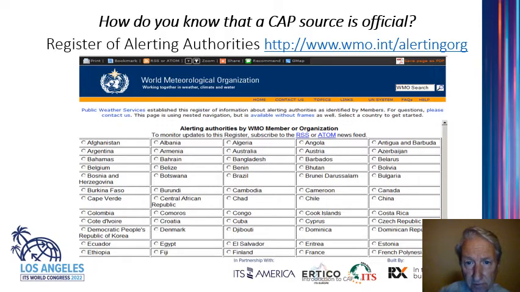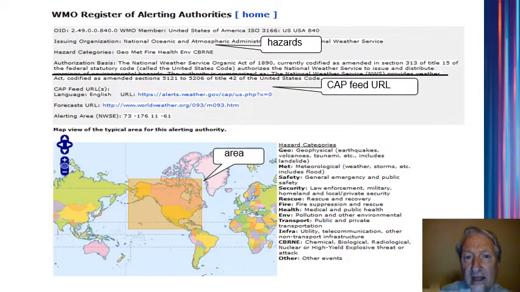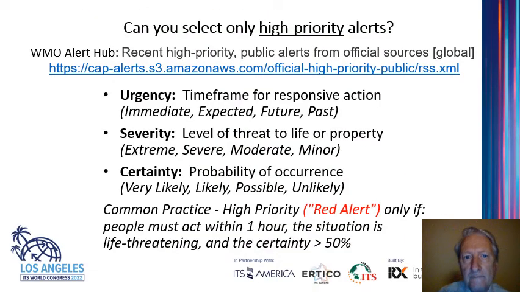From the home page of the register, I can select the United States, and then I can select NOAA's National Weather Service. So this alerting authority lists that CAP feed URL, which is the link I showed earlier. For delivering alerts to in-vehicle navigation systems, it might be wise to avoid bothering drivers with routine emergencies, and you can select only the high priority alerts, which is less than 1% of all CAP alerts.